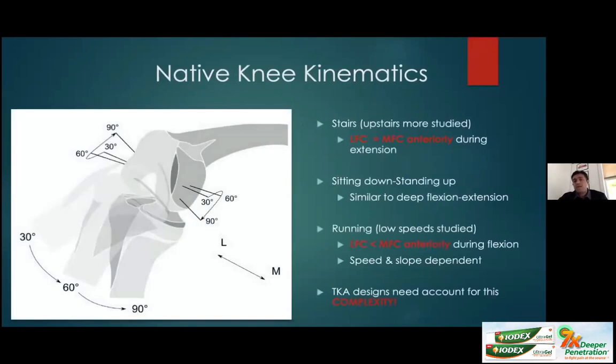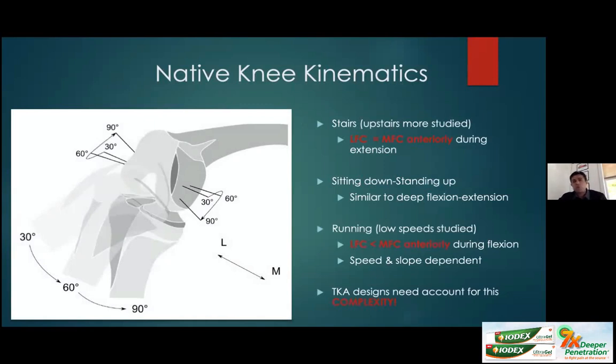Stairs. How do we do with stairs? And in this, most studies have looked at going upstairs. Very few studies have looked at going downstairs, specifically for the knee. And what people have found is that there is equal translation anteriorly of the lateral femoral condyle and the medial femoral condyle. Sitting down and standing up from a chair or from a car is similar to deep flexion and extension. Running. How do knees do in running?